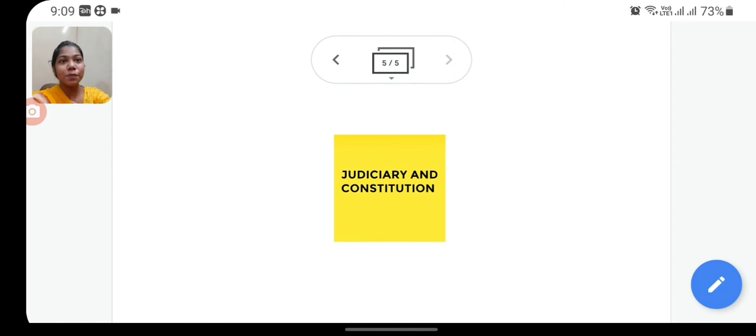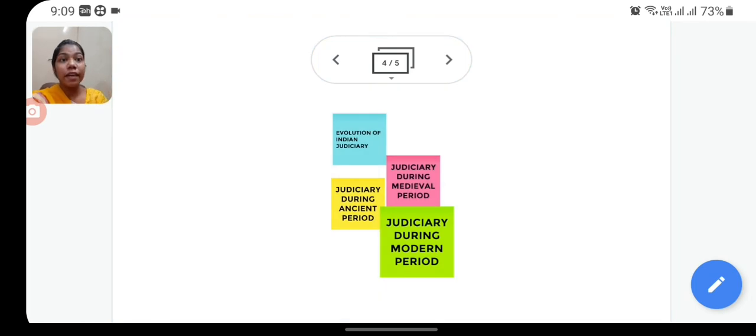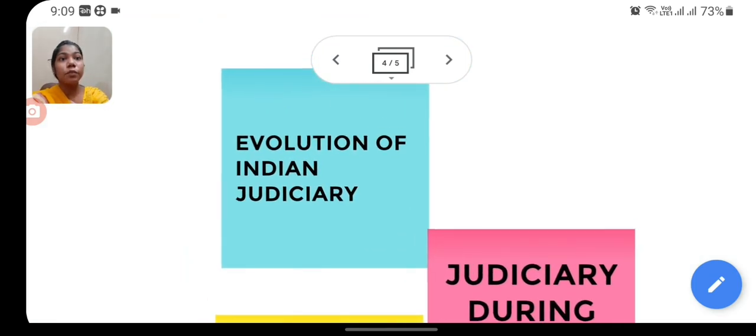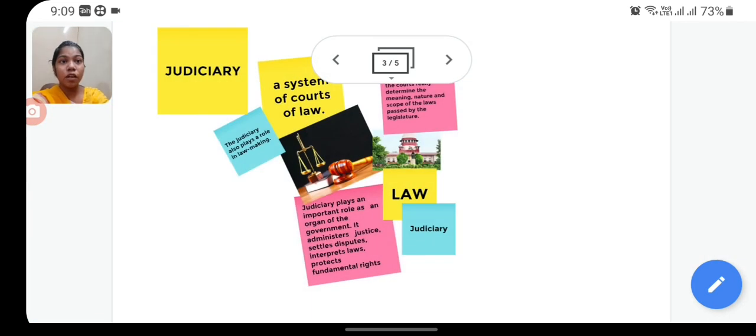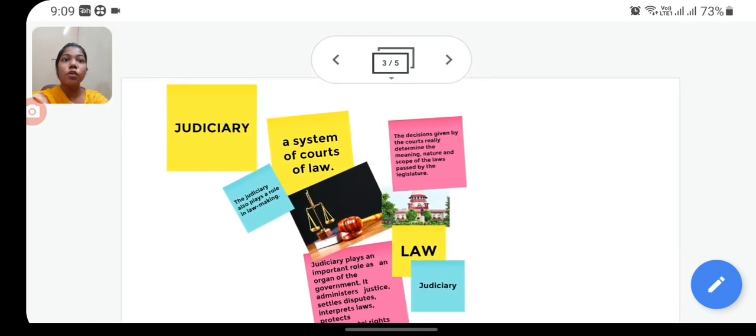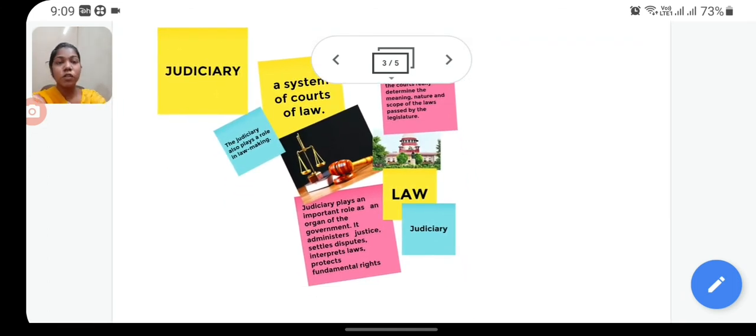So we spoke about judiciary and the Constitution. We spoke about the evolution of Indian judiciary, and then the three types of evolution: the ancient period, the medieval period, and the modern period. The ancient period is about religion, where laws were followed. The medieval period, the Tughlaq period. The third is the British rule period, which is the modern period. In the introduction we saw what is law and what is judiciary. There are two types, and that is about it, girls.